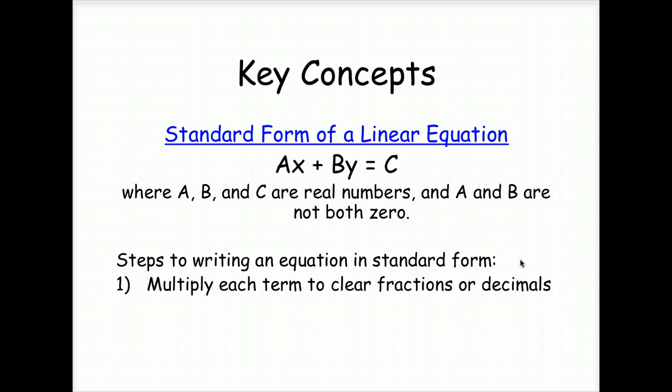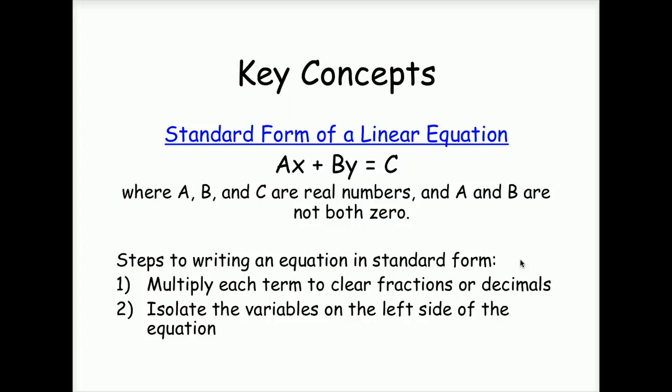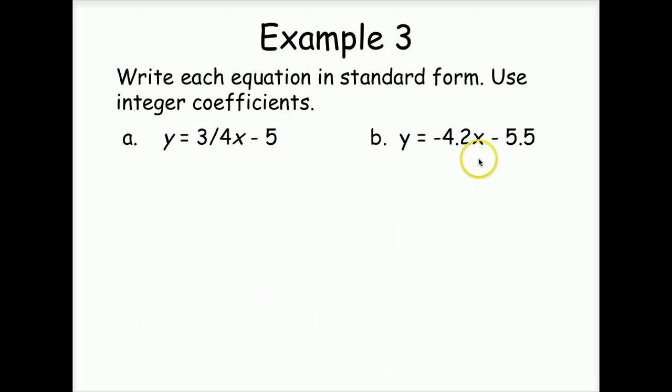First of all, you need to multiply each term to clear fractions or decimals. You're going to isolate the variables on the left side of the equation. Notice x and y are both on the left side. So we're to write each equation in standard form using integer coefficients.